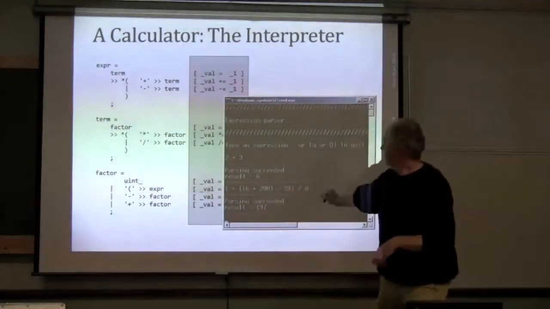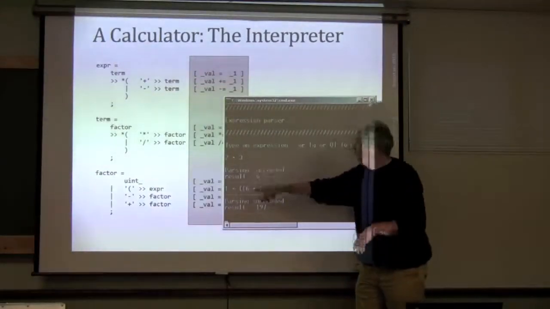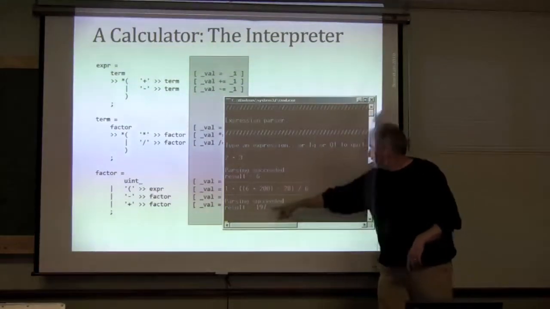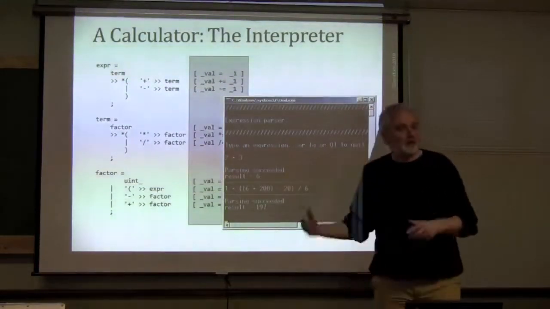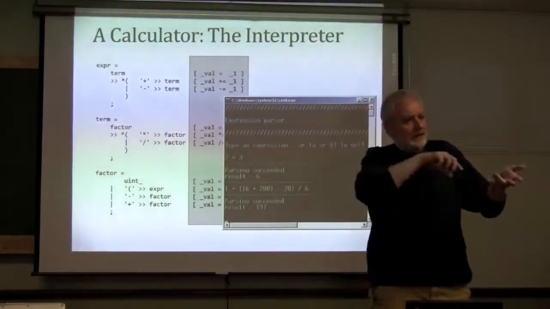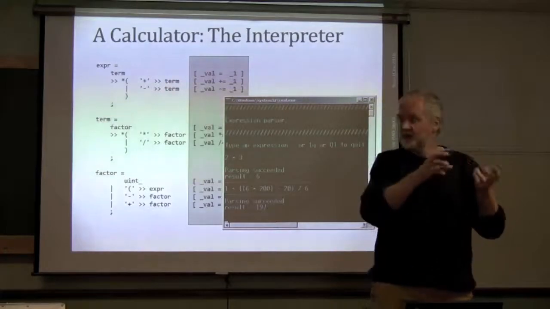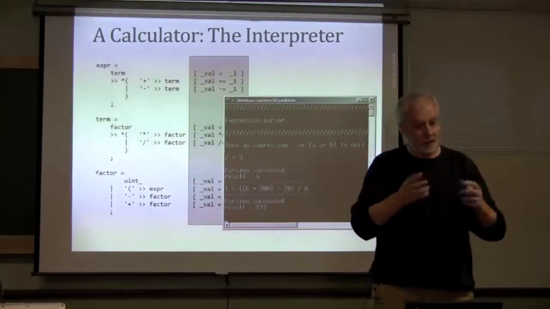Okay, what do we get? 2 times 3 is 6. Works. More complex expressions, 197 works as well. So it seems like magic, but the trick is that you have to know how the attributes are flowing underneath in the parser, and then you can build arbitrarily complex things with it.